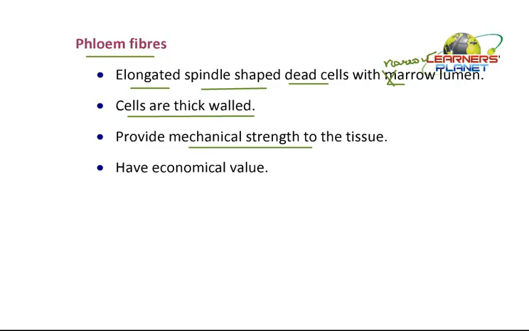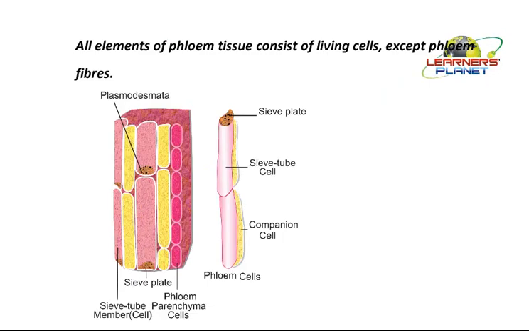Besides this, these fibers have economical and commercial value also. You must have heard about jute, right? Flax, hemp, all these form the fibers which are used for formation of rope. And of course rope has multiple uses, so that is used for different purposes, and therefore these type of fibers provide economical advantage also.